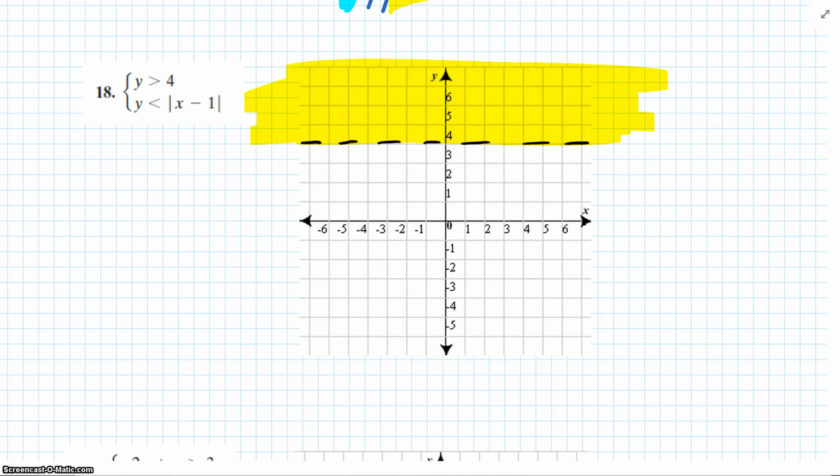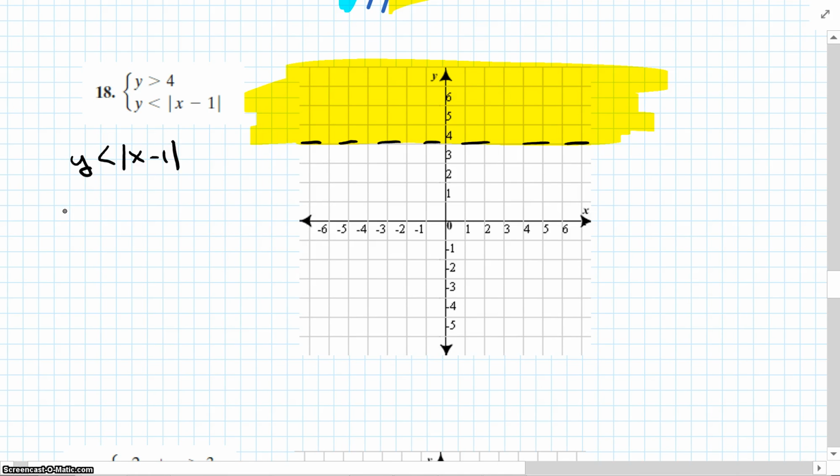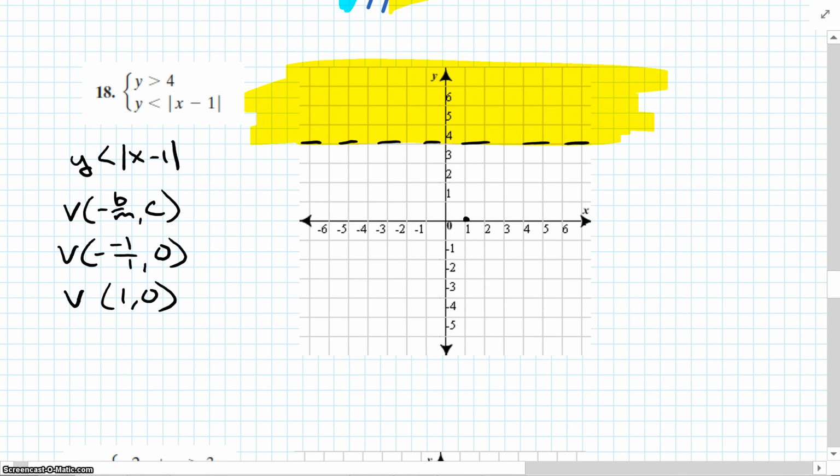My next equation is y is less than the absolute value of x minus 1. So we can find the vertex at negative b over m comma c. My b value is negative 1. My m is 1. My c is 0. So my vertex is negative times a negative is positive, so 1 comma 0. So there's my vertex.